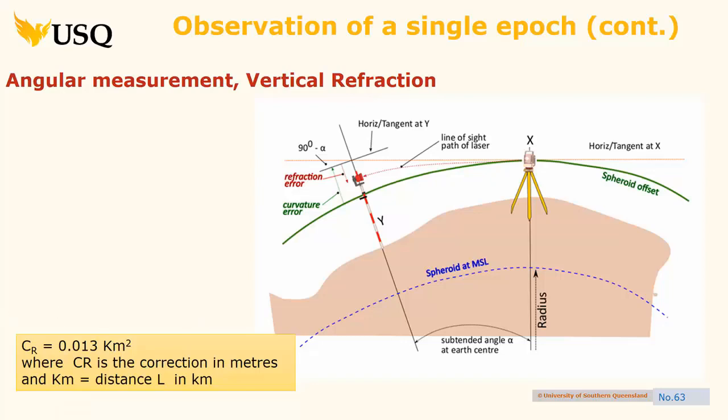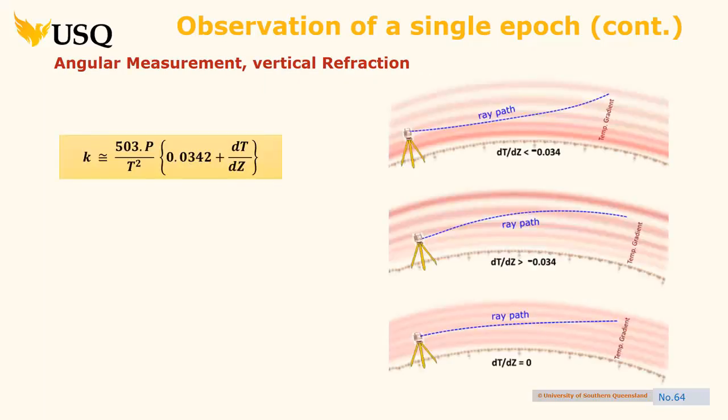Okay, so vertical refraction, I think you should have covered this. Are you comfortable with vertical refraction, knowing what it is? How to apply the correction? You would have done trig heighting in geodetic A or something, I think, somewhere along the line. Okay, that's why you get it.